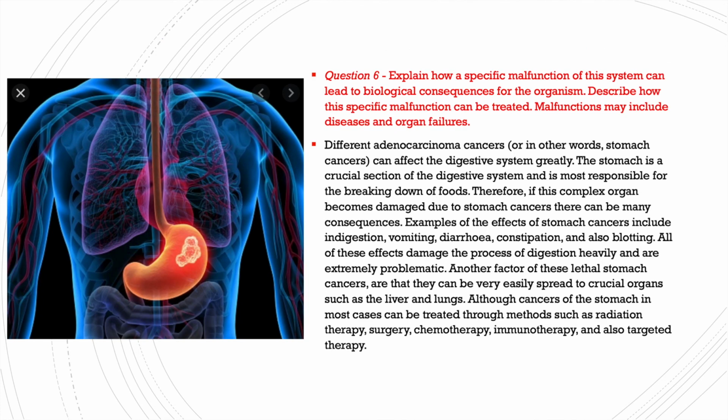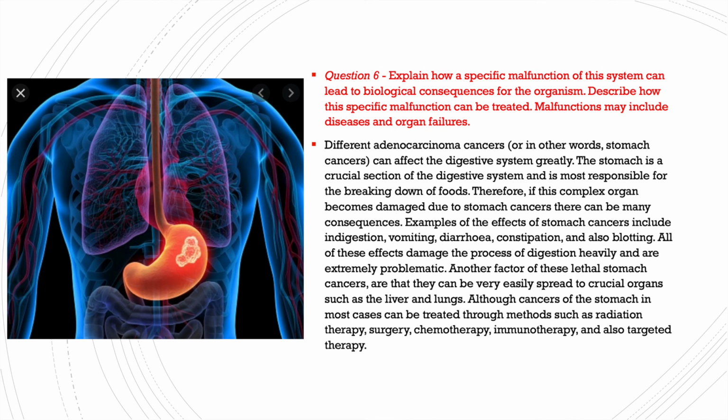Explain how a specific malfunction of this system can lead to biological consequences for the organism. Describe how the specific malfunction can be treated, and malfunctions may include diseases and organ failures. Cancers, or in other words, stomach cancers, can affect the digestive system greatly. The stomach is a crucial section of the digestive system and is most responsible for the breaking down of foods. Therefore, if this complex organ becomes damaged due to stomach cancers, there can be many consequences.